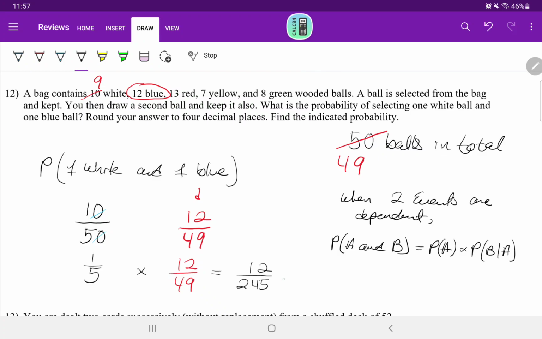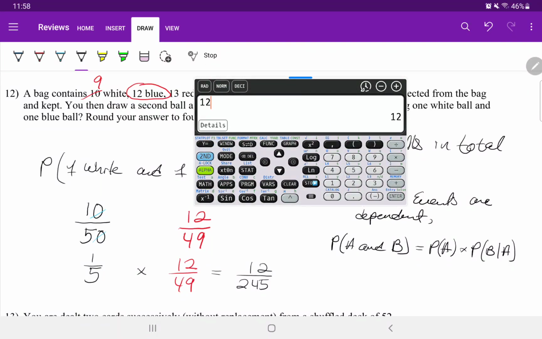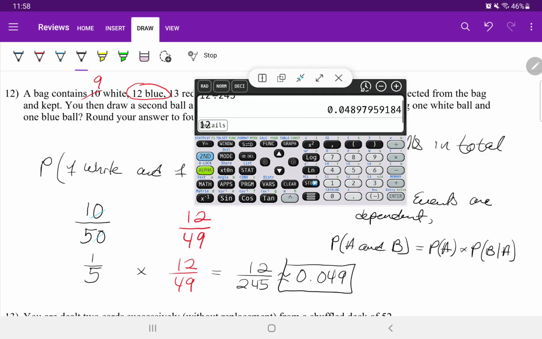Let's divide that and take, let's say, 3 numbers after the decimal. 12 divided by 245. Oops, what happened here? Oh, it's right up here. I don't know what happened. That's approximately 0.049. Because this 8, that 9 will make that 8 round up to a 9. And that's the probability.